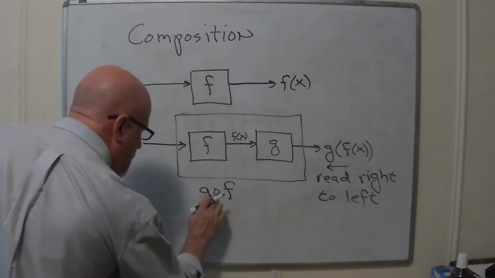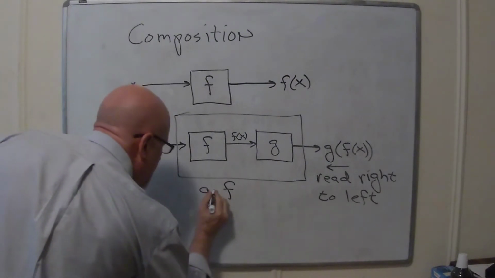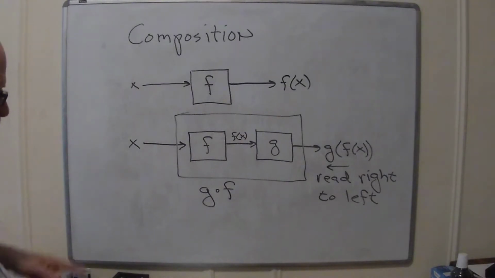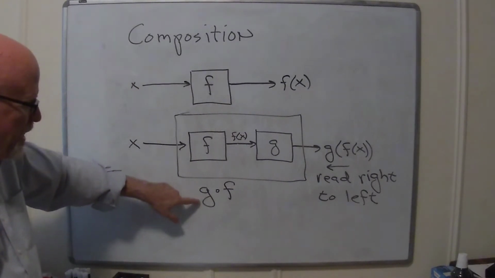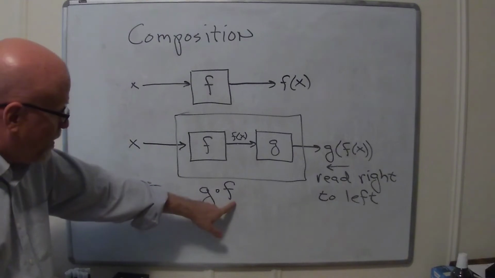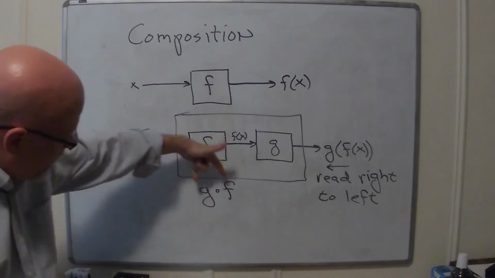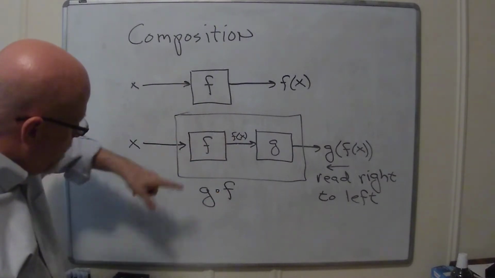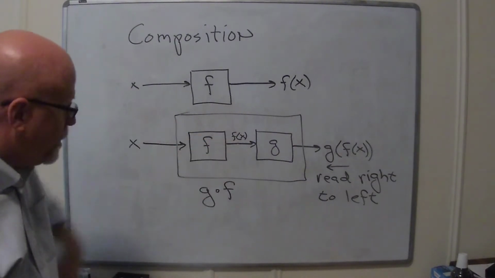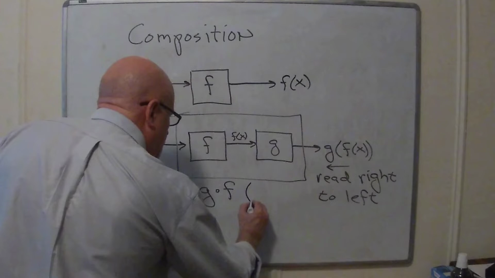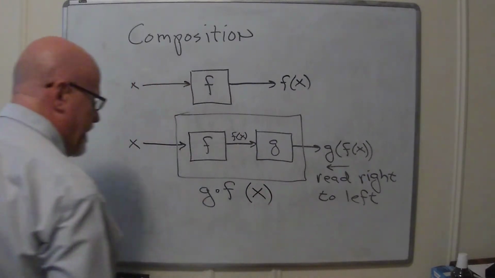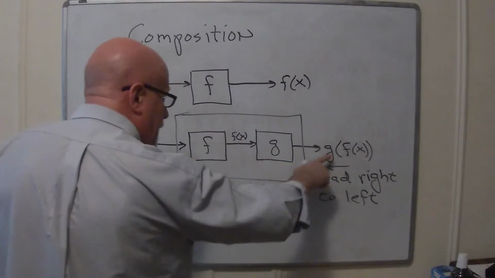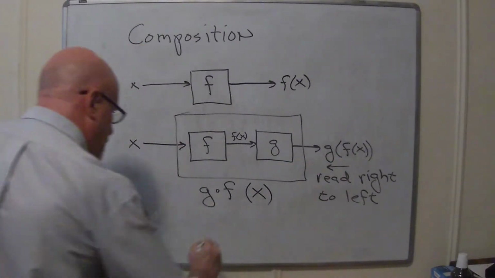The circle is supposed to be a little bit smaller than I just drew it. G∘F. No, I probably made it too small. But that composition of G and F in this order, and again, you see the reversal. F is on the right, G is on the left. But that means do F first and then do G. G∘F of X, that's a function that takes an input X and ends up giving us the output G of F of X.